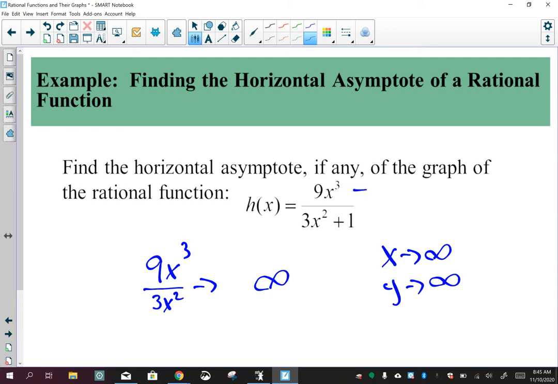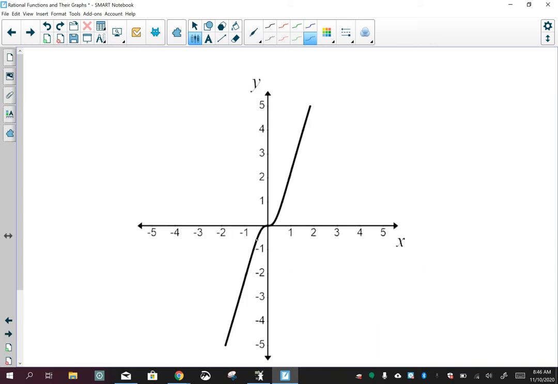When I do the flip side, however, if I put in negative 15,000, a negative cubed is going to give me a negative number, but a negative squared is going to give me a positive number, so I have a negative over a positive. So as my x goes off to negative infinity, my y will go off to negative infinity. And you can look at that and see, based off this graph right here, we're going down that way and going up that way. Okay.